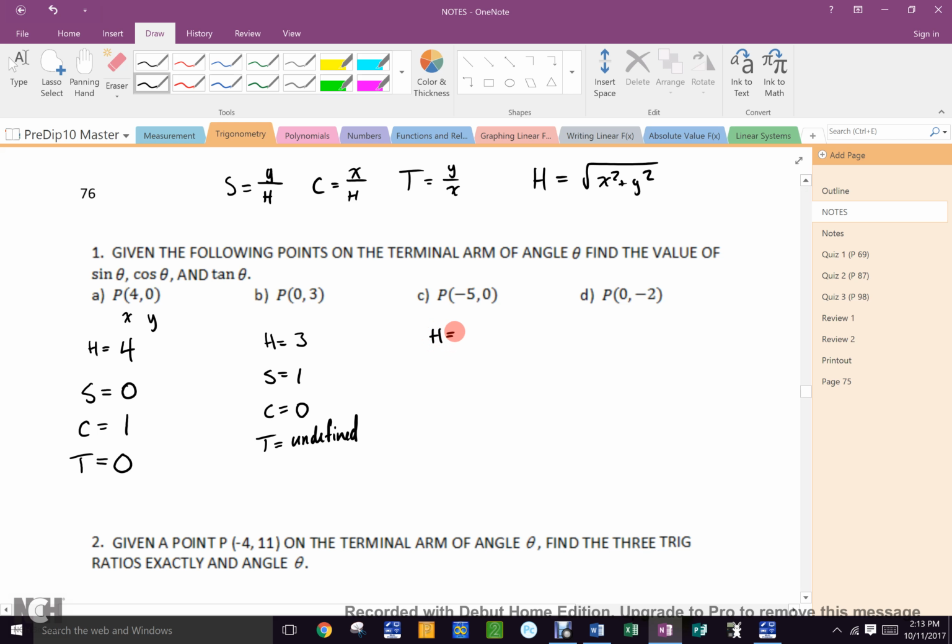What is the hypotenuse? 5. What is the sine?